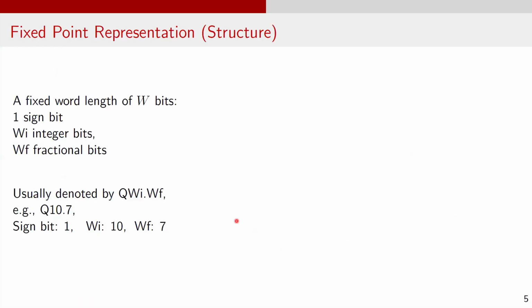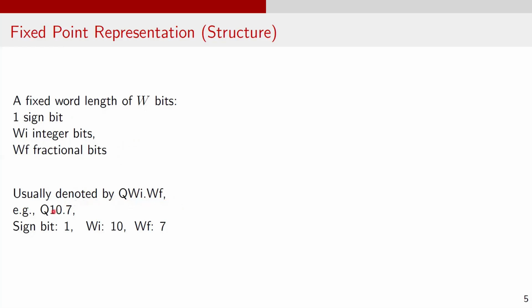Let's look at the structure of the fixed point number representation and then work through an example. Hopefully, this will give a clear idea of the fixed point numbers. In fixed point representation, every number has a fixed word length of W bits that consist of a sign bit, WI integer bits, and WF fractional bits. We denote this fixed point representation in theory by Q WI.WF.